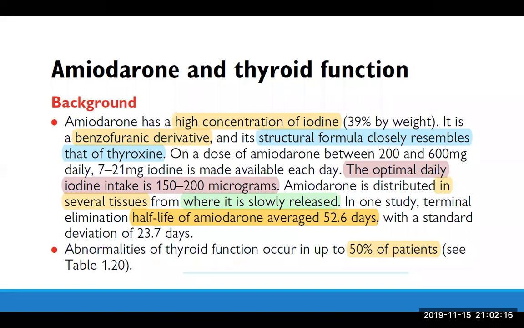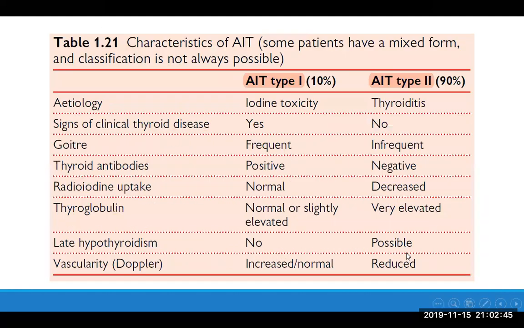This is just a few slides from the Oxford Handbook about amiodarone and thyroid. I think I cover all of them. The daily requirement of iodine is 150 to 200 microgram per day. And of course, the half-life of amiodarone is 57 or 52 days. Here he mentioned that thyroid abnormality occurs in about 50% of patients. But in this table, he mentioned that it is less than this.